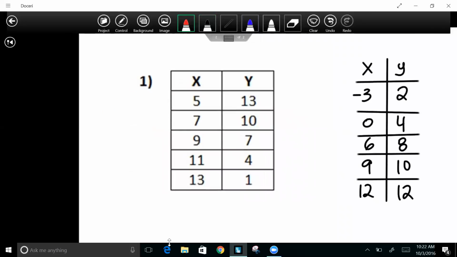Okay, looking at number 1, what's my rate of change for my x's? What about my change in y's? -3. Do we consider this linear? Yeah. We're getting the same ratio every single time.